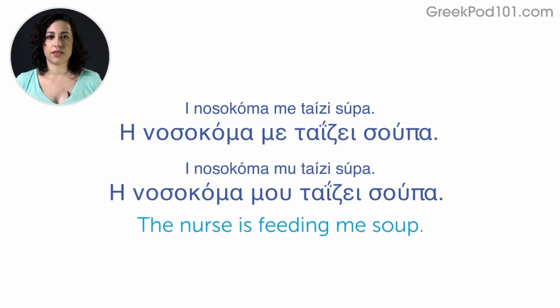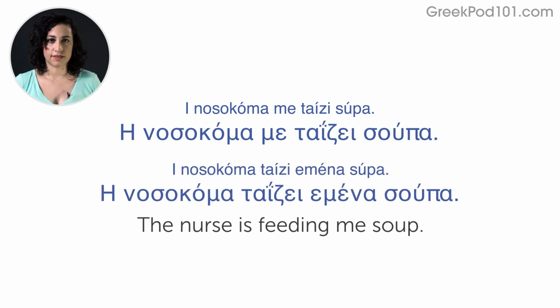Let's see an example. The nurse is feeding me soup. If you are not sure whether to say η νοσοκόμα με ταΐζει σούπα or η νοσοκόμα μου ταΐζει σούπα, a relatively safe tip is to try replacing me with a matching prepositional phrase like to me and see if it sounds right. If it doesn't, like in this case, don't use a genitive like μου. Instead, use an accusative like με or its strong form εμένα. So the correct sentence is η νοσοκόμα με ταΐζει σούπα or η νοσοκόμα ταΐζει εμένα σούπα.